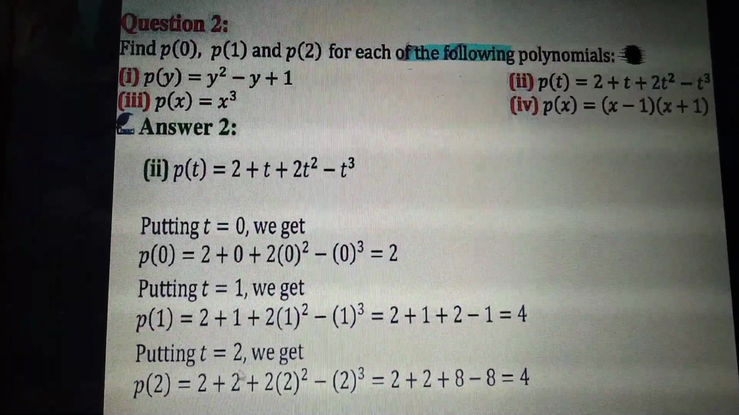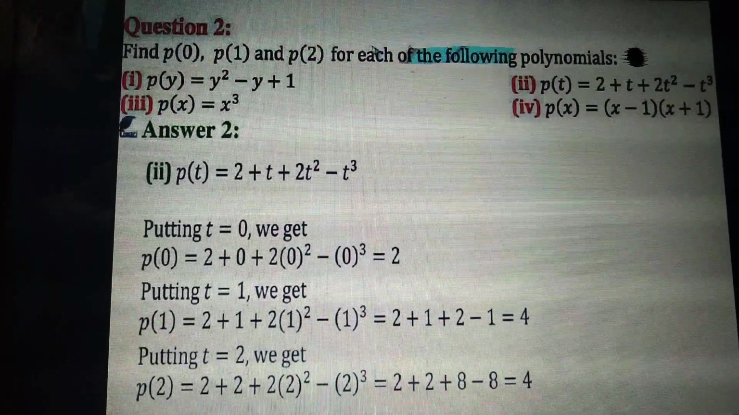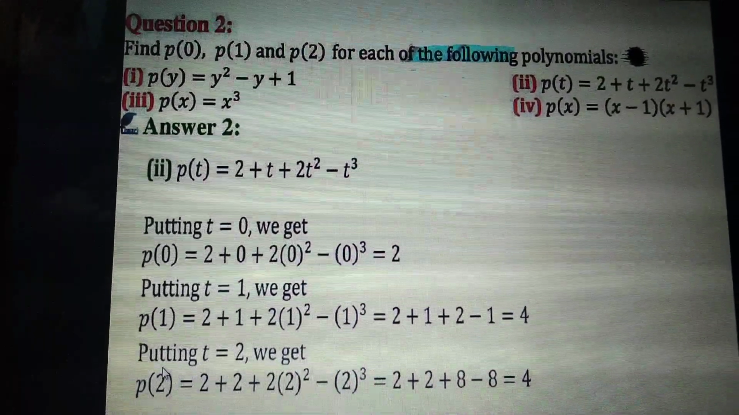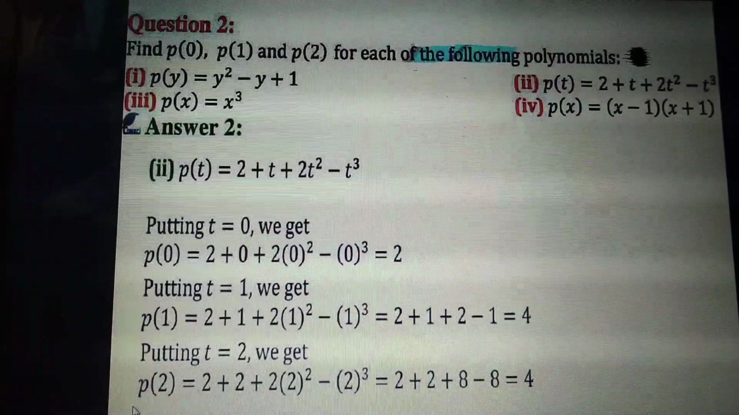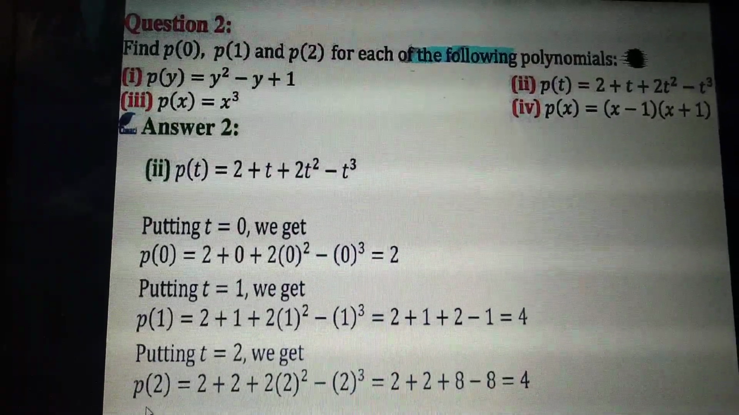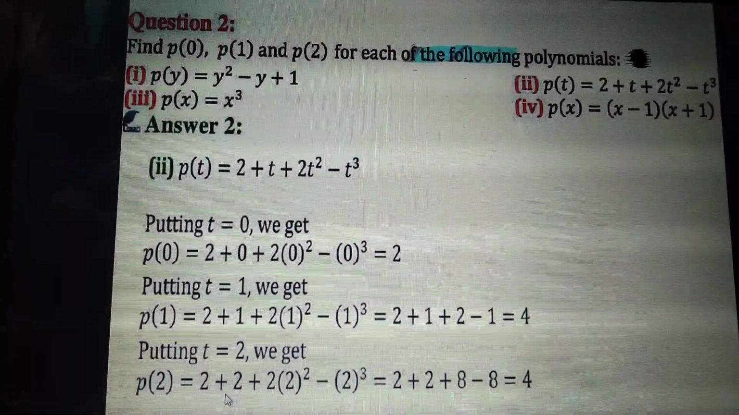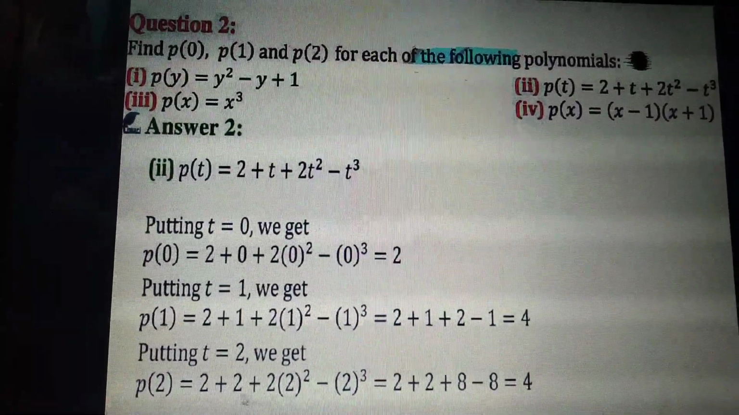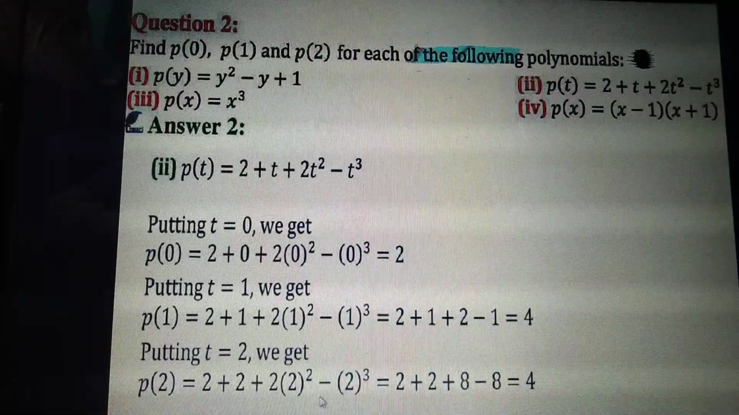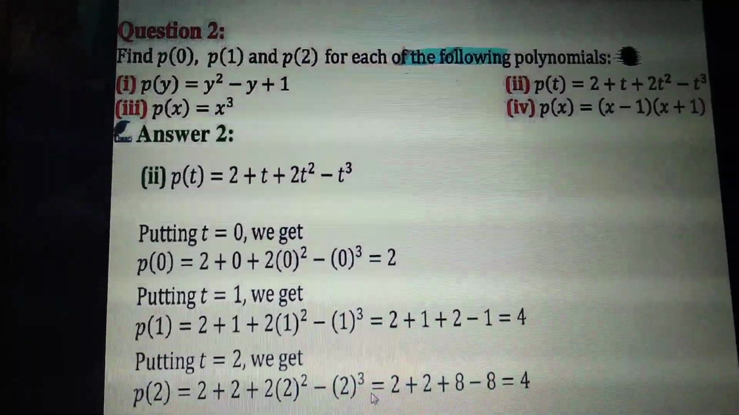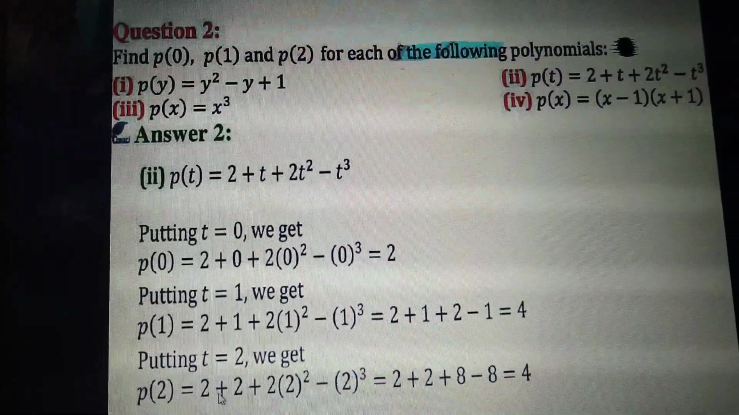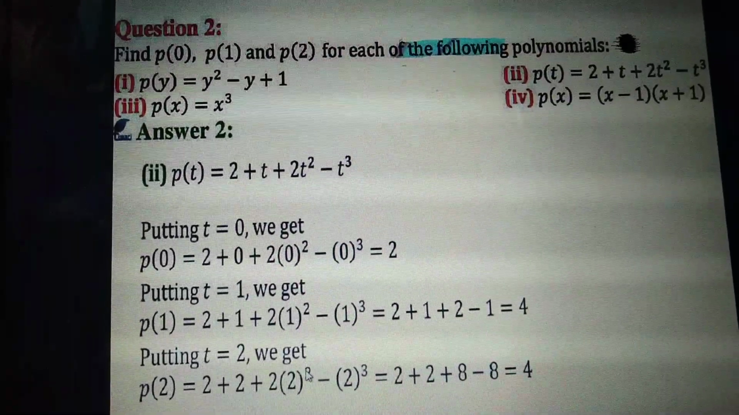Next, putting t is equal to 2. Why? Because they are asking P of 2. So putting t is equal to 2, we get P of 2 is equal to 2 plus 2 plus 2 into 2 squared minus 2 cube. That is 2 plus 2 plus 2 squared, here 4.